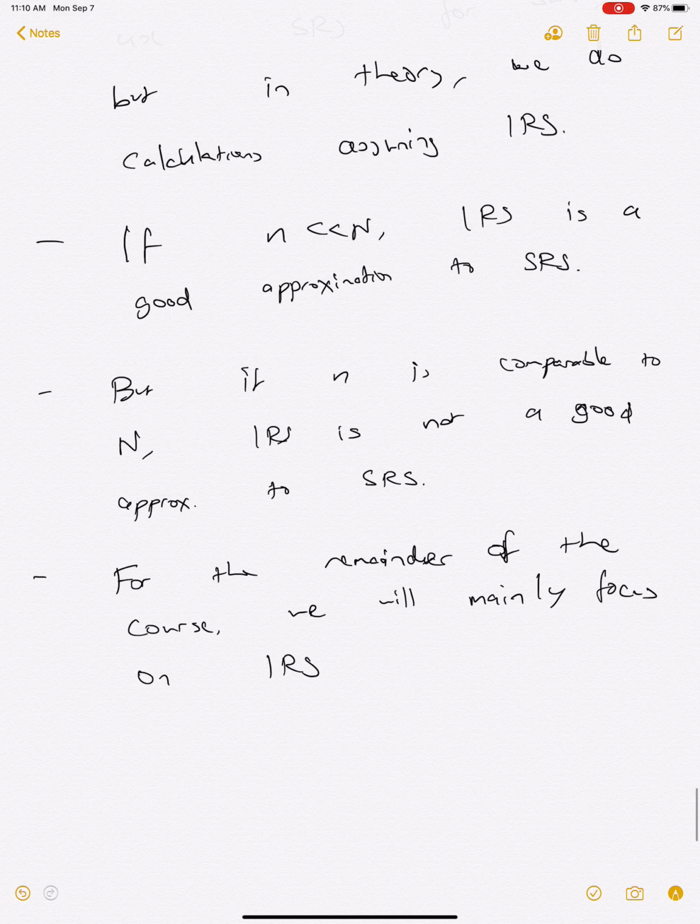And for the remainder of the course, we're going to mainly focus on IRS because, as you saw, how much more difficult the calculations become once you don't assume independence, and in most settings in practice, you're going to have enough size in the population that it's not going to really matter. So we're typically going to use independent random sampling for the remainder of the course.